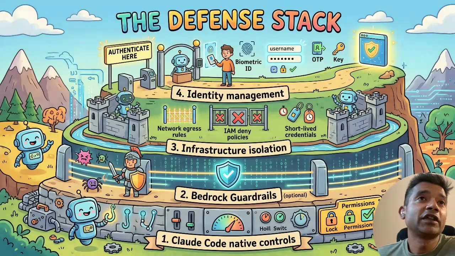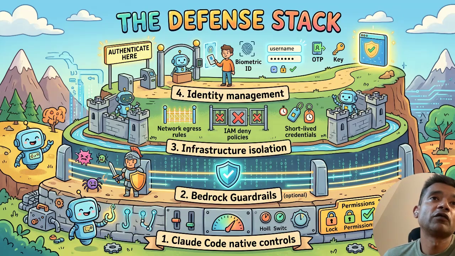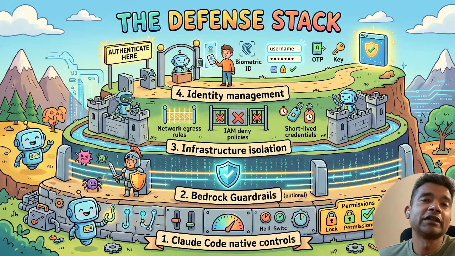And then we covered the tech stack. We also looked at the defense layers themselves. And the other two important things that we didn't talk about were infrastructure isolation, where you look at network egress rules or the IAM permissions and the deny policies. And lastly, identity management. This is basically how your users authenticate to Claude Code.